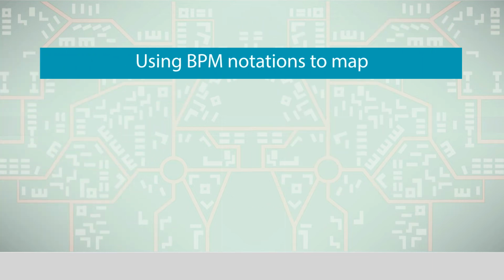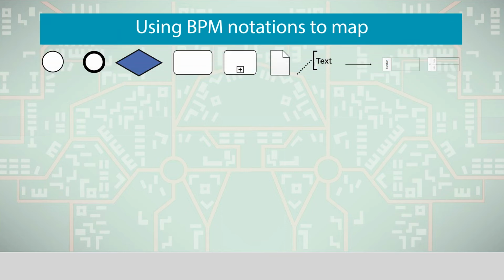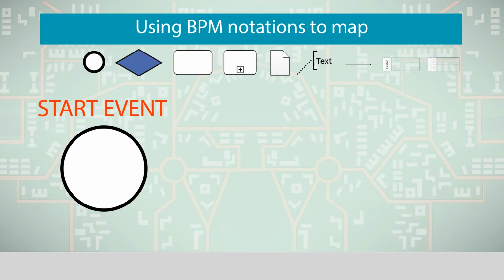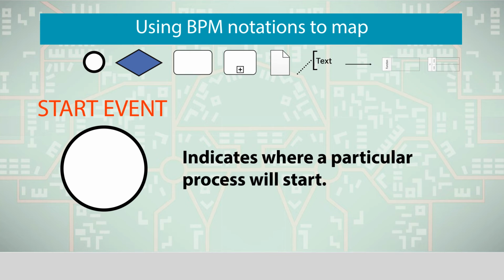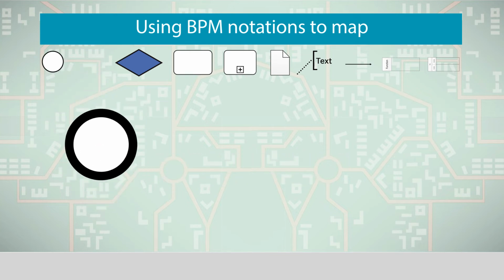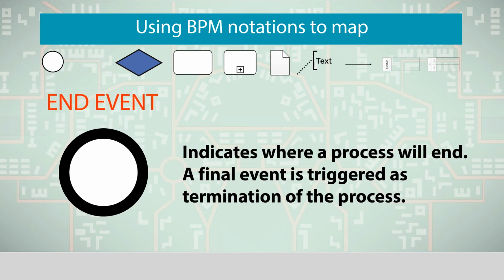Using business process mapping notations to map. This will assist in creating a flow chart that will give a clear direction in following a process from start to finish. The following notations are important to take note of. The start event indicates where a particular process will start. End event indicates where a process will end. A final event is triggered as termination of the process.